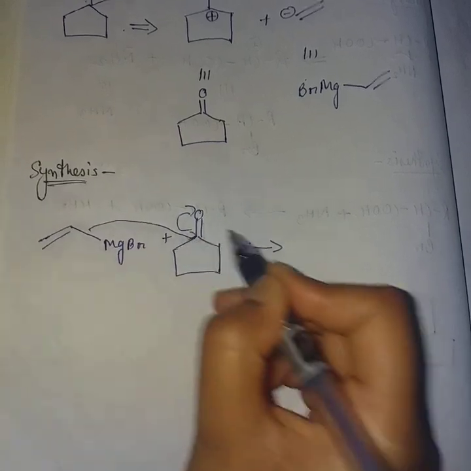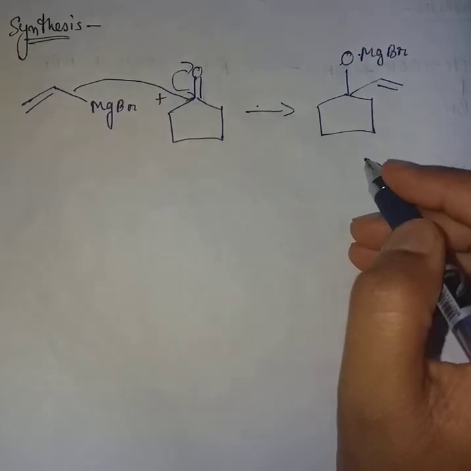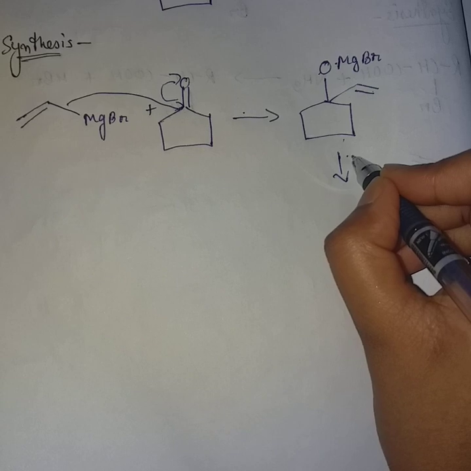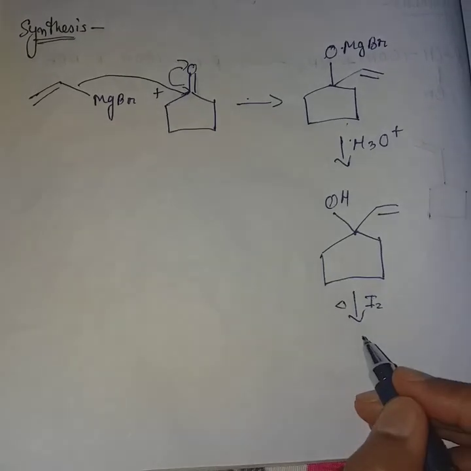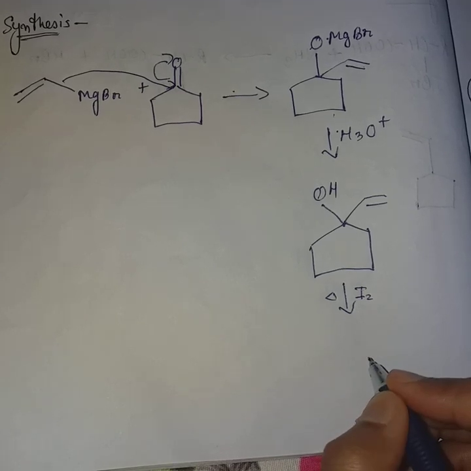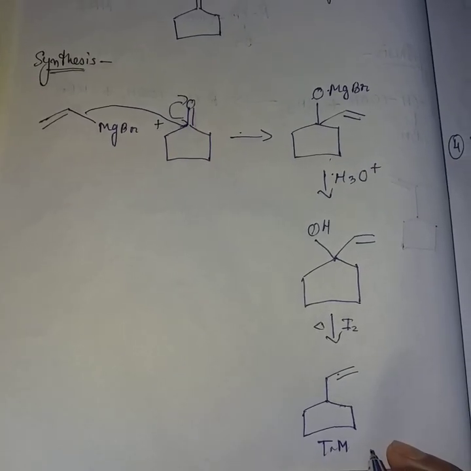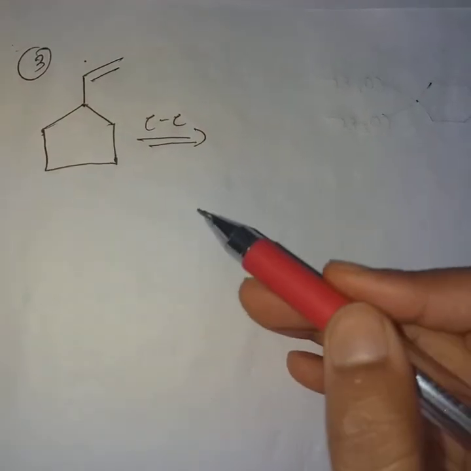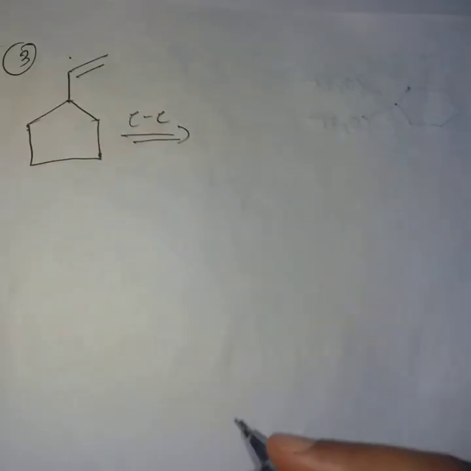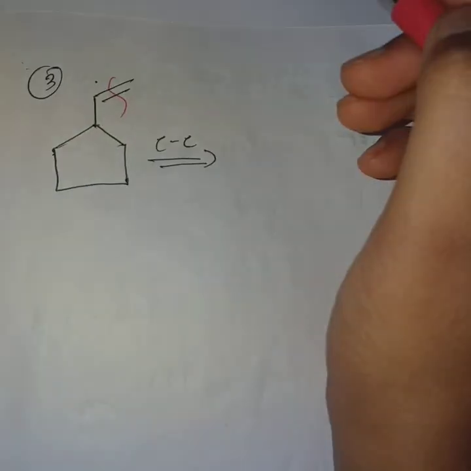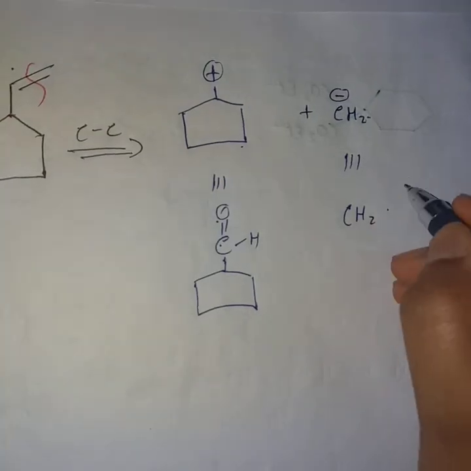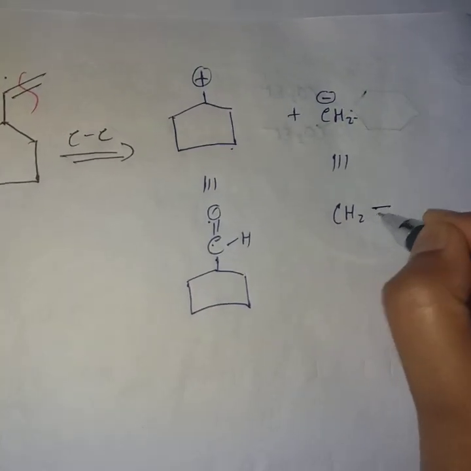This will attack here so that we get this. After hydrolyzing this, we get this. Heating this in the presence of iodine, we get our target molecule. This is our third question. Using Wittig reaction, we can solve this. We will disconnect here. We get two synthons and the synthetic equivalents.